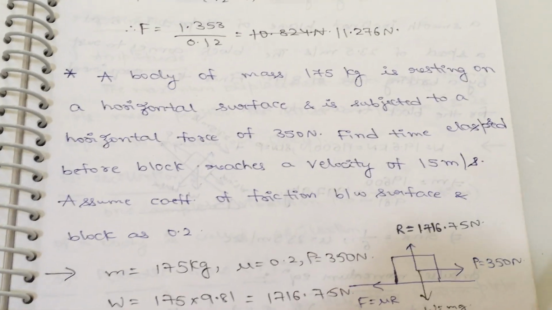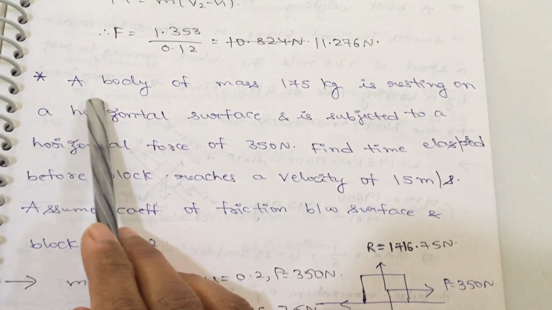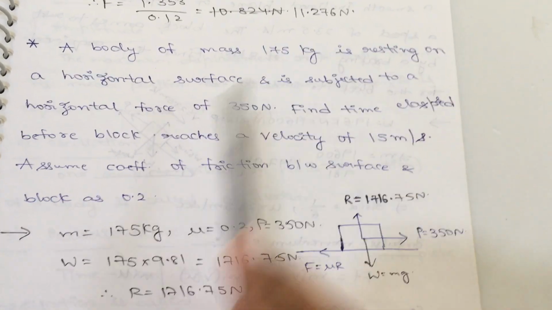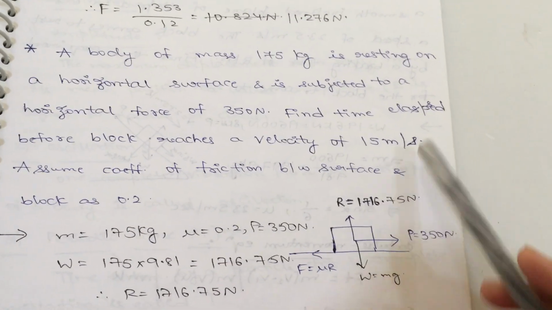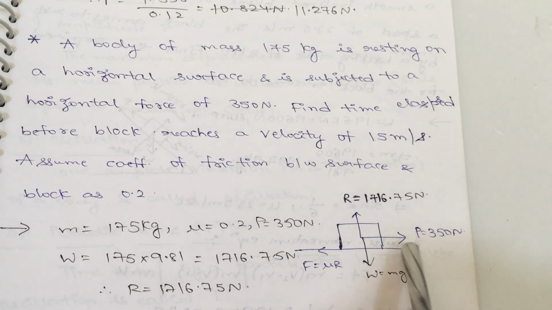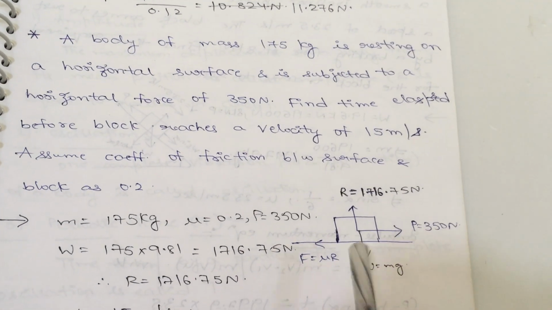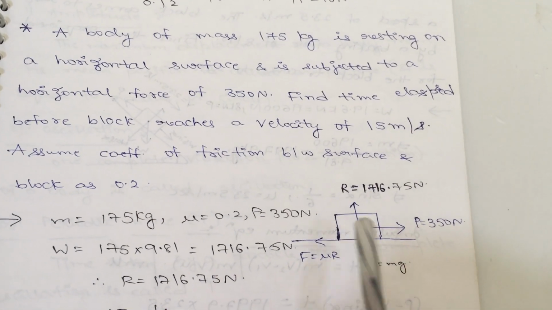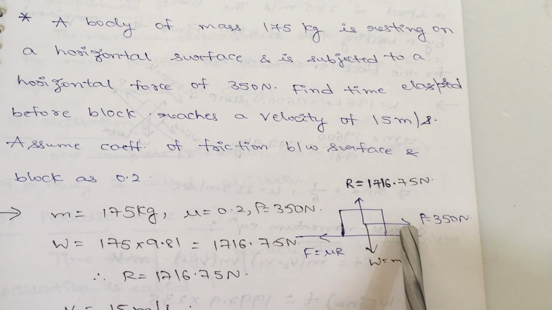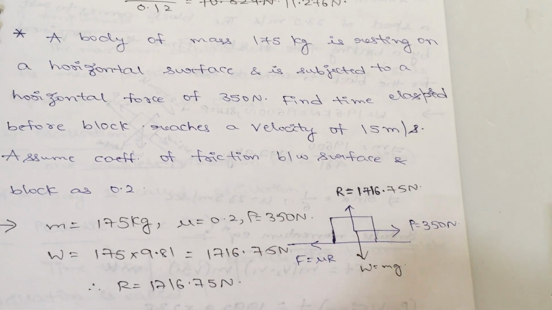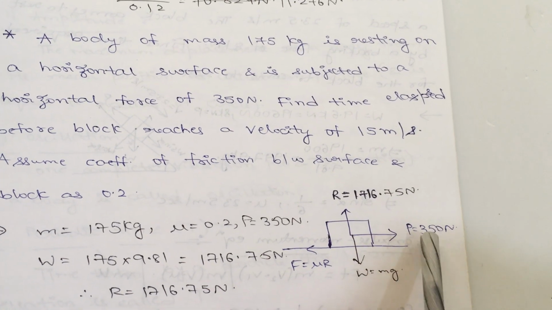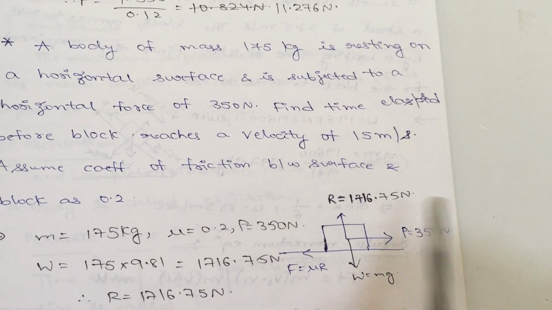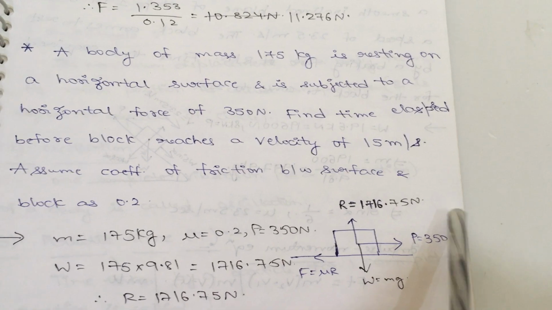Now coming to the second problem, here a body of mass 175 kg is resting on a horizontal surface and is subjected to a horizontal force of 350 Newton. So here one force is acting along the horizontal direction and it is directed towards the positive x-axis. That is, according to the application of the force, here the motion is towards the positive x direction.